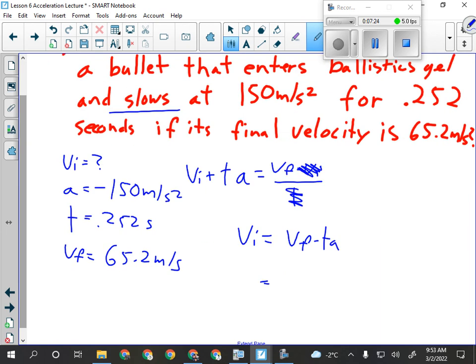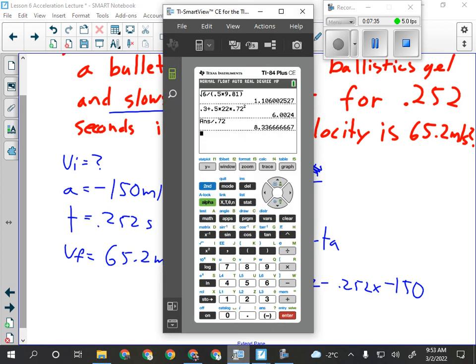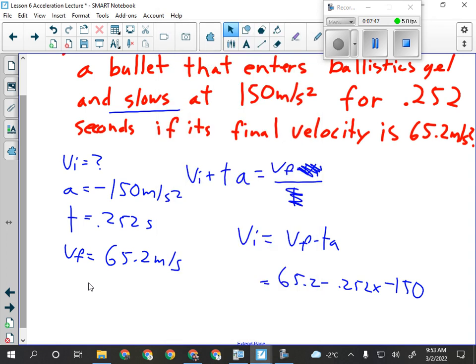And so that will be 65.2 minus 0.252 times negative 150. So we're looking at, it went in at 103 meters per second, so it was not a very fast bullet.